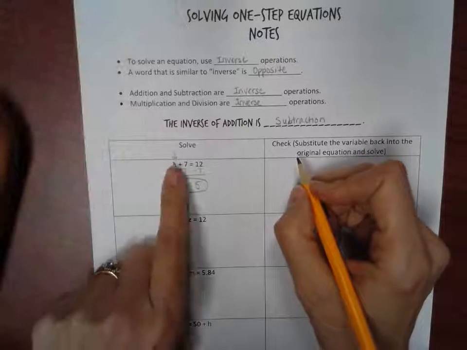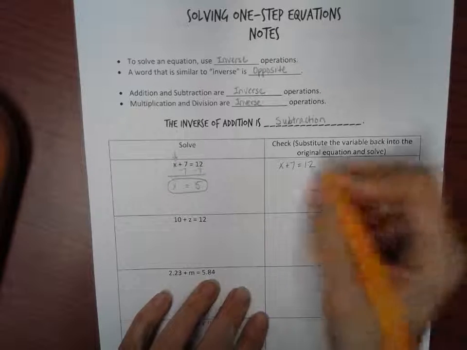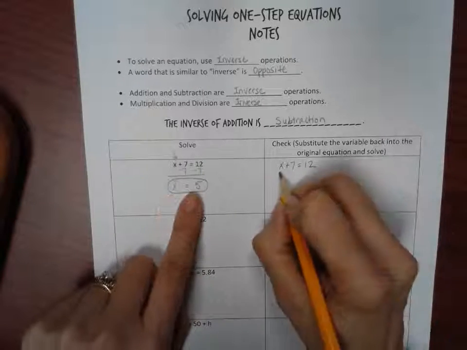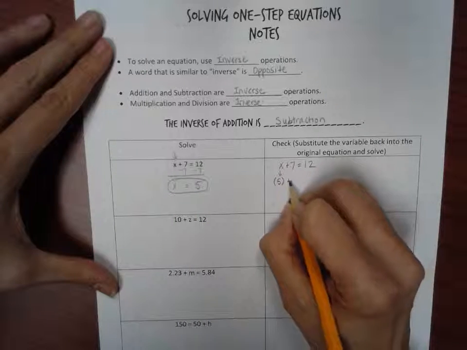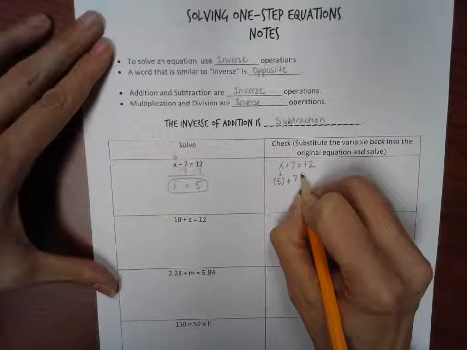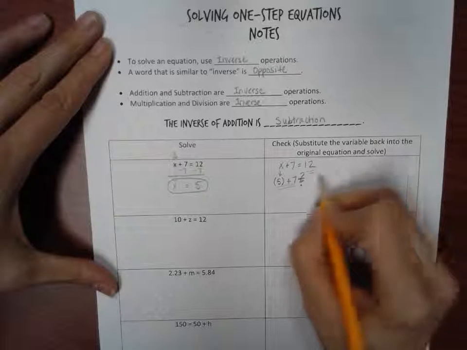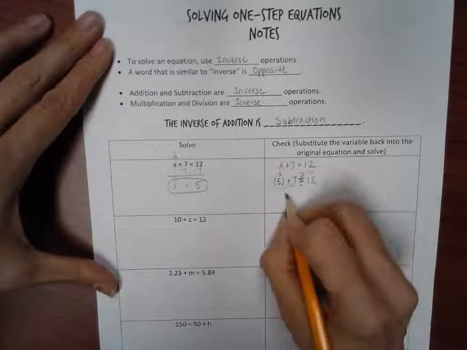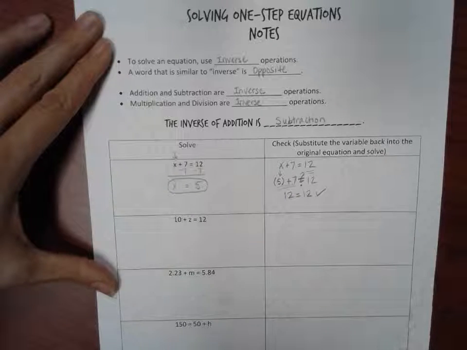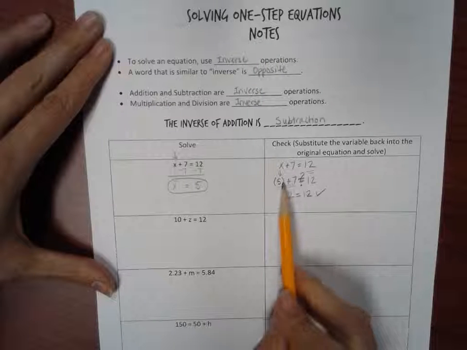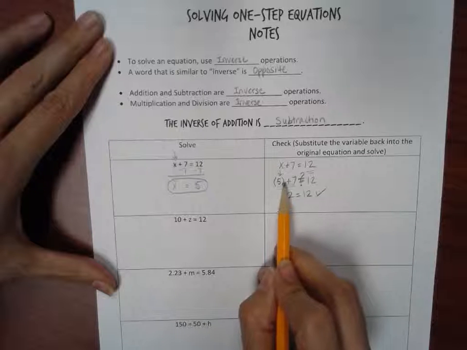So what we're going to do is write down our original equation. Then wherever you see x, you're going to plug that in. I usually will put parentheses around it so that I know that's what I plugged in. I want to know, does this side equal this side? And the answer is yes. 5 plus 7 does equal 12. So if you get these two numbers and they equal each other, then it checks out. If you get something else over here, let's say we got the answer 4, and we plugged in 4 right here, 4 plus 7 is 11.